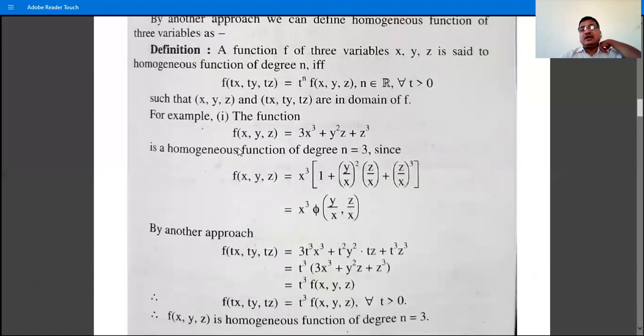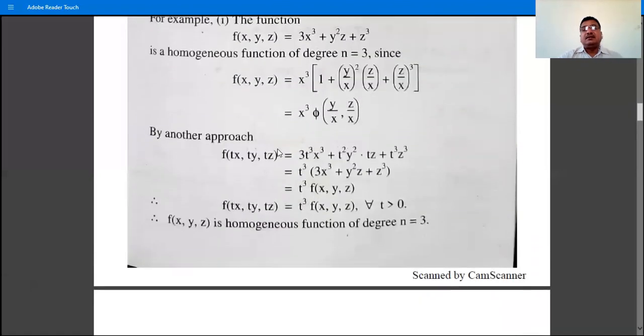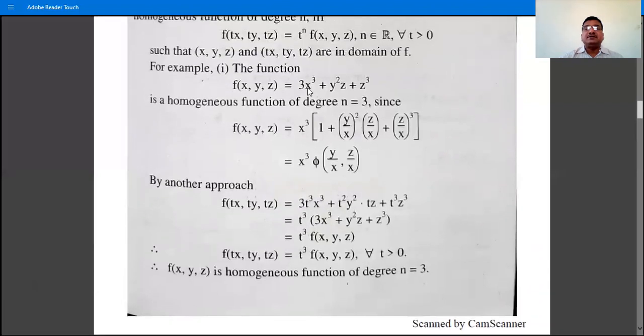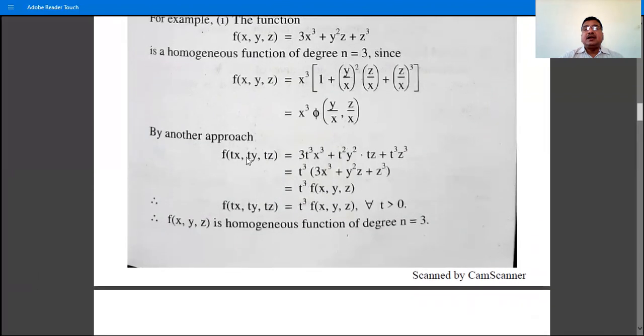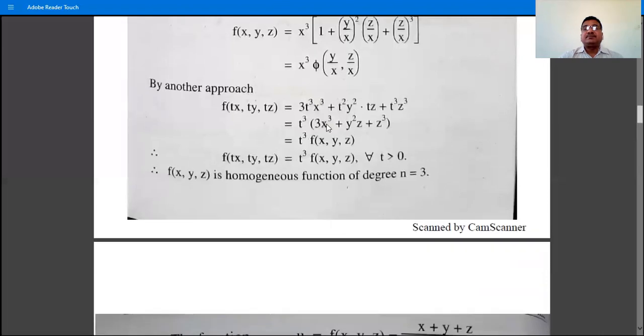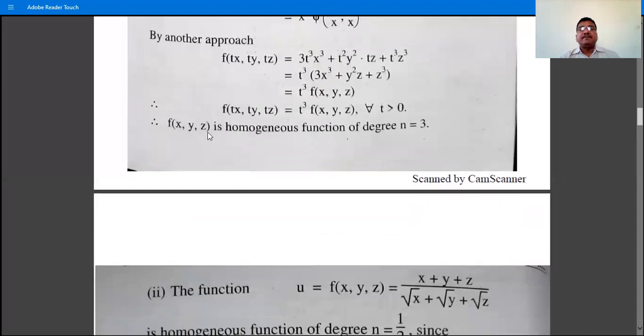Now, we can also check by using this definition, that we find f(tx, ty, tz), that is, replace x by tx, y by ty, and z by tz. So we have t cube x cube plus t square y square into tz, plus t cube z cube. Replace x, y, z by tx, ty, tz, we have this, and then take t cube as common. We have x cube plus y square z plus z cube, and this bracket is the function f(x, y, z). So f(tx, ty, tz) is expressed in the form t cube f(x, y, z), and therefore f(x, y, z) is a homogeneous function of degree 3.